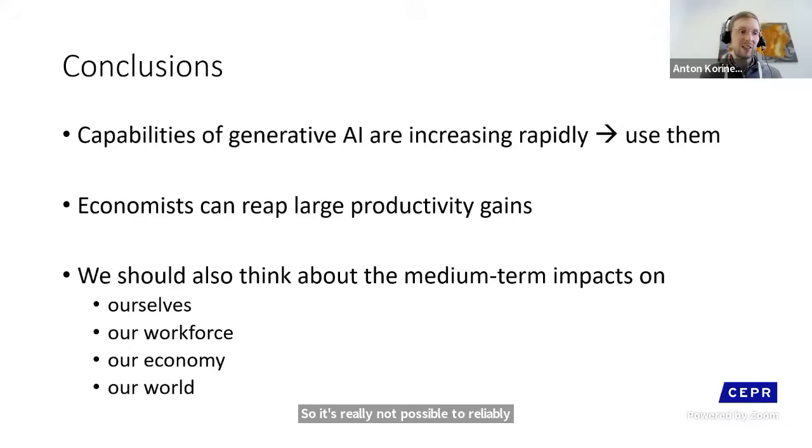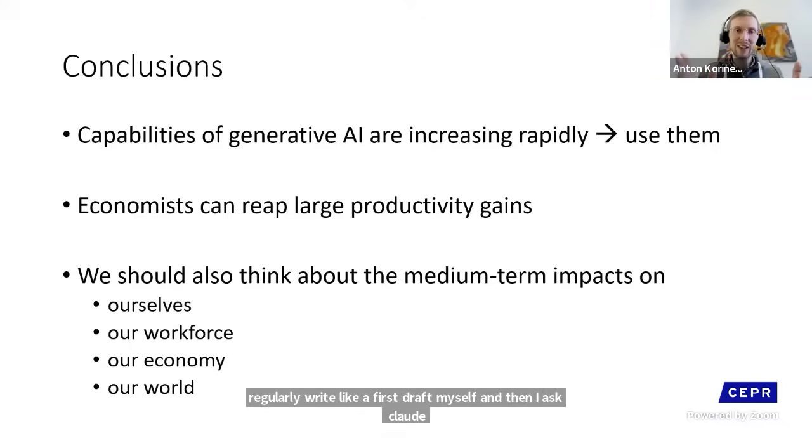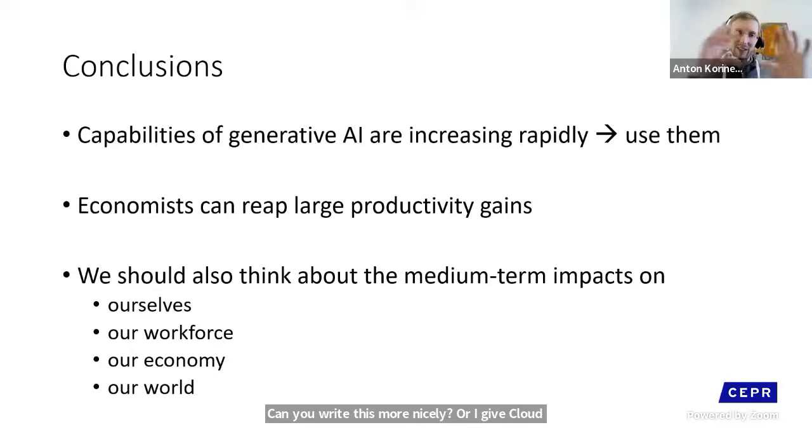I'll also say, when I write stuff, I regularly write a first draft myself, and then I ask Claude, can you write this more nicely? Or I give Claude bullet points and ask it to write a whole paragraph with the content that I have produced. We are entering increasingly a world where content is co-generated by humans and AI. And when that is the case, I think it doesn't even make sense to try to distinguish what is the AI and what's the human.